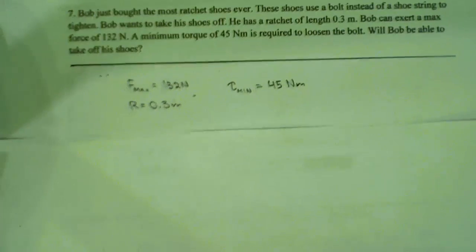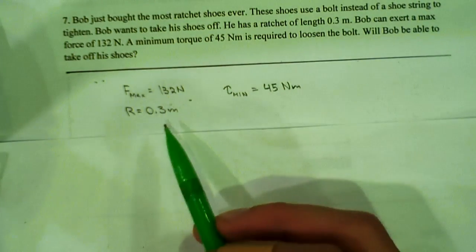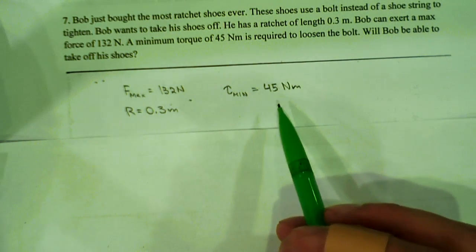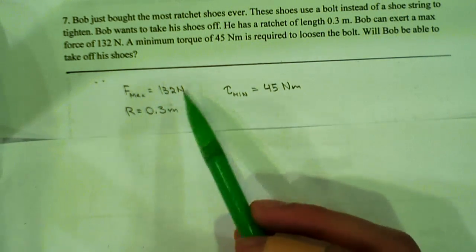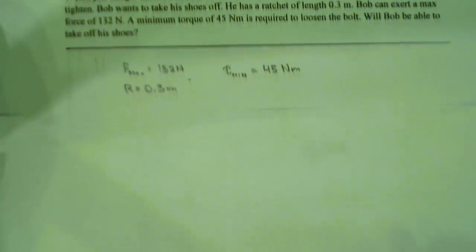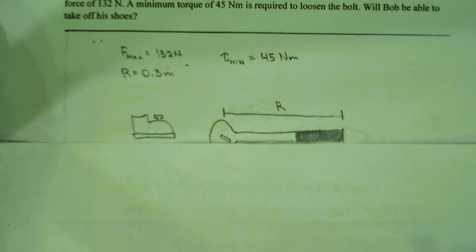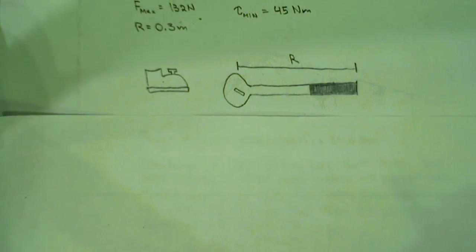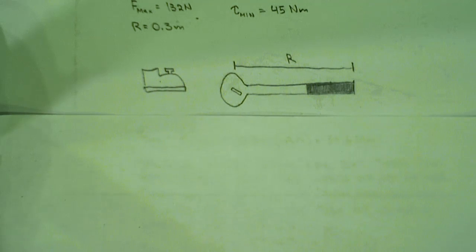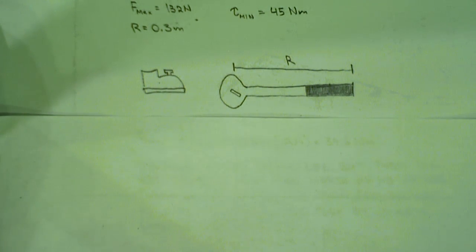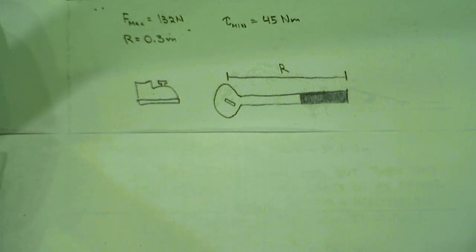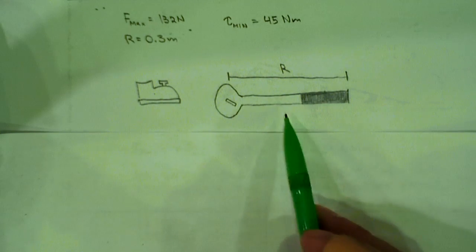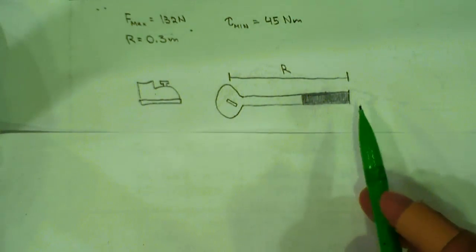So this is what we have. This is what's given, the length of the ratchet that he's going to use. This is the minimum torque needed to take his shoes off. And this is the maximum force that he can apply to the ratchet. So there's his shoe with the bolt, and then there's his ratchet. All right. So how can we provide the maximum torque with a given force? F times R, right? So where along this ratchet should I apply the force? At the very end. That'll give us the max torque.